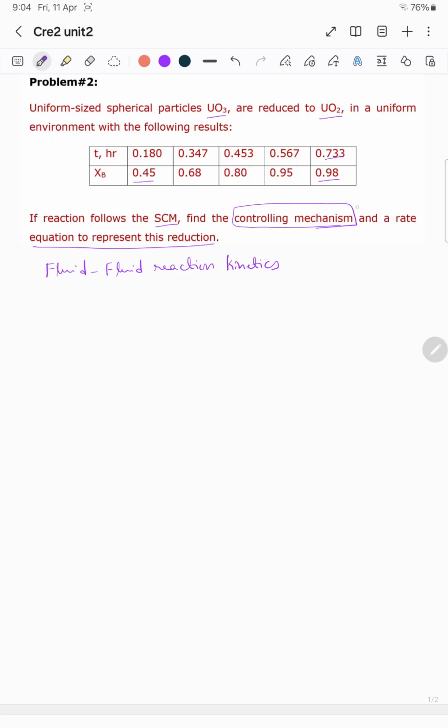So first we will find out what the controlling mechanism is. As I have discussed in the class, for the shrinking core model, there is a UO3 particle, an unreacted core particle, and as the reaction proceeds there will be formation of an ash layer around this unreacted core particle, and along with that we will have a gas film resistance. So this is the gas film resistance.